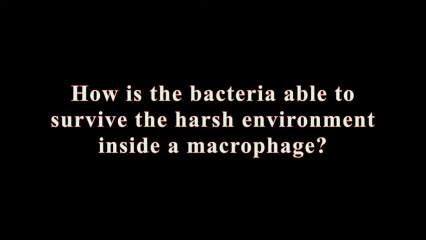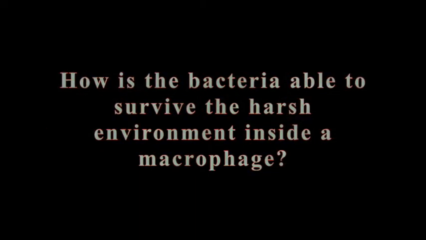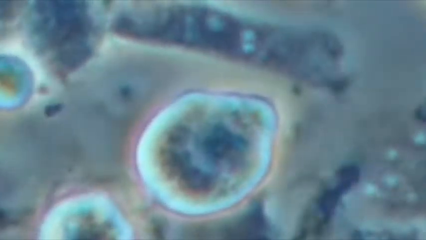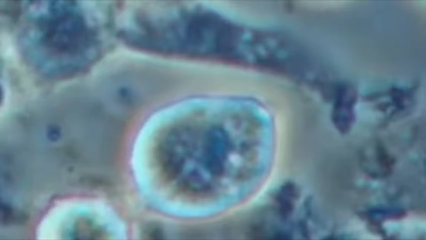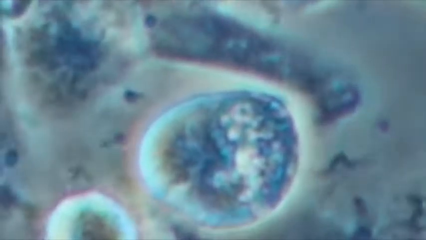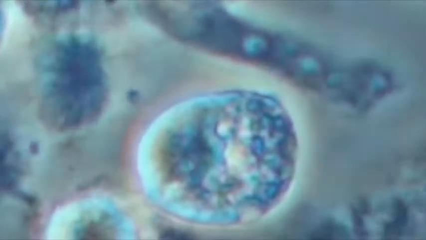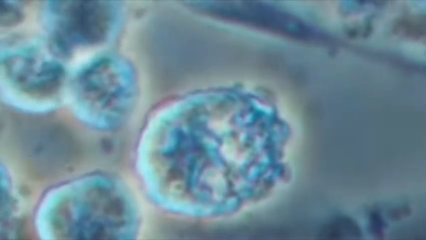So how is the bacteria able to survive the harsh environment inside the macrophage? If Legionella bacteria has the Dot/Icm gene, it is able to create a Legionella-containing vacuole, or LCV. It creates a double membrane vacuole that is formed by the help of the host endoplasmic reticulum. The bacteria also has several other virulence factors that contribute to its overall pathogenesis.